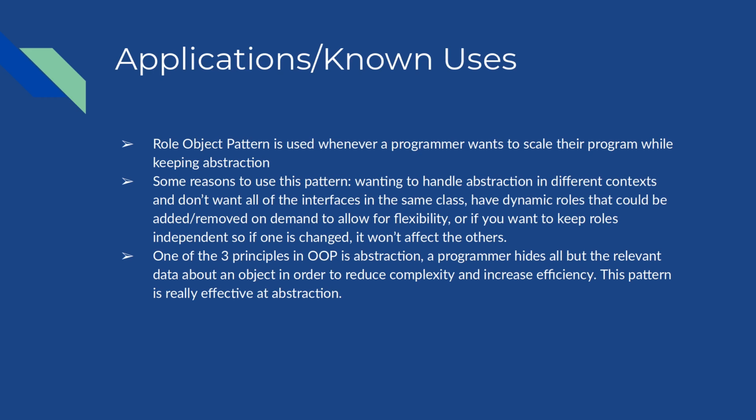One of the three principles in object-oriented programming is abstraction, which basically means that the programmer hides the relevant data, and then this helps reduce complexity and increases efficiency. Then this pattern is really effective at abstraction.